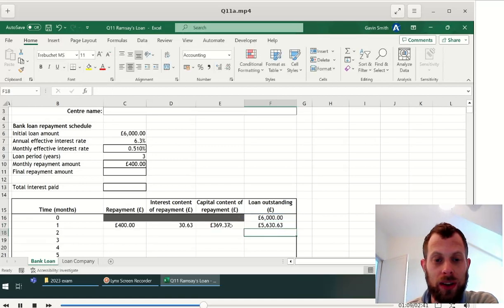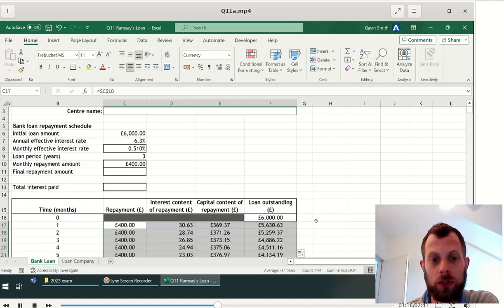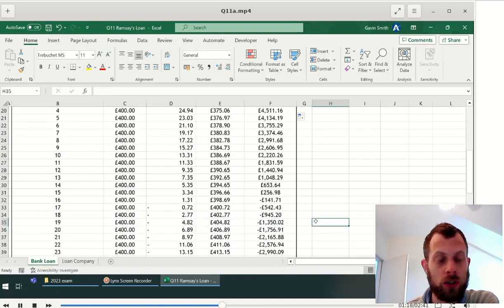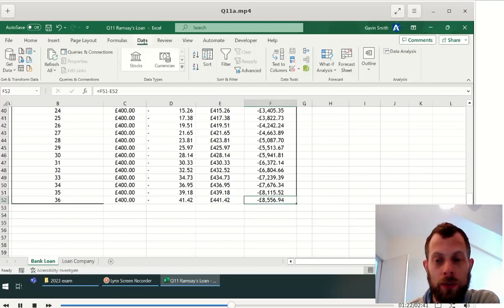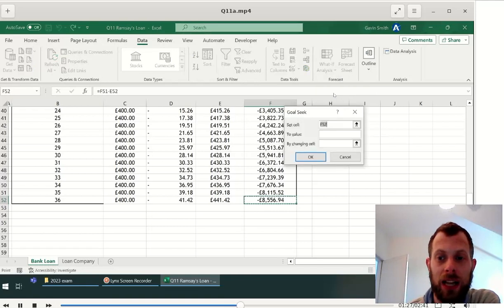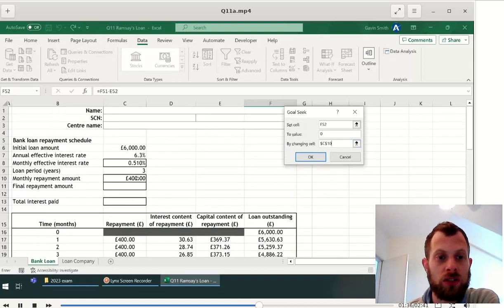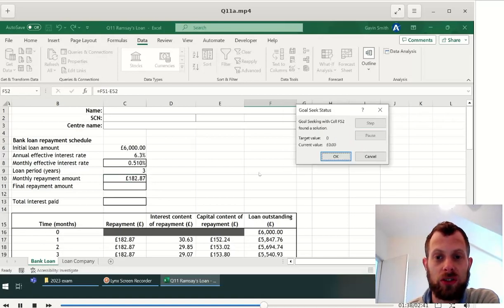Once you have that second row filled in, you can highlight it and double click the green square to fill it down to the rest of the table, assuming it goes down to 36 months, which it does. Then to find the repayment amount, you will do a goal seek on the final cell, and for the loan to be completely paid off, it will have the value of 0. And you do this by changing the monthly repayment, which we just guessed before.